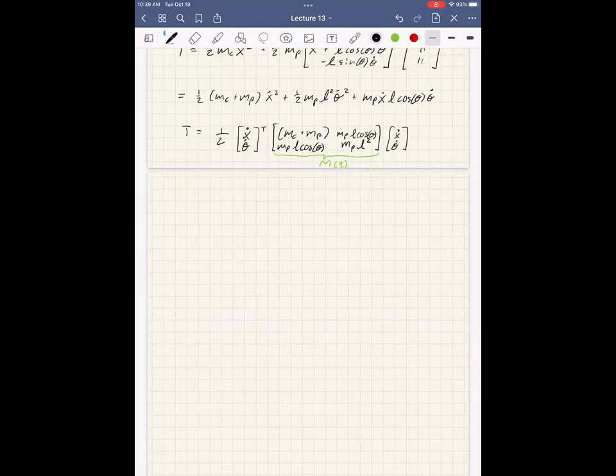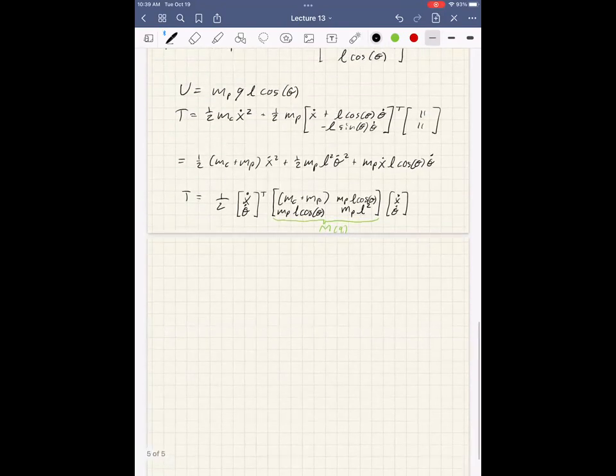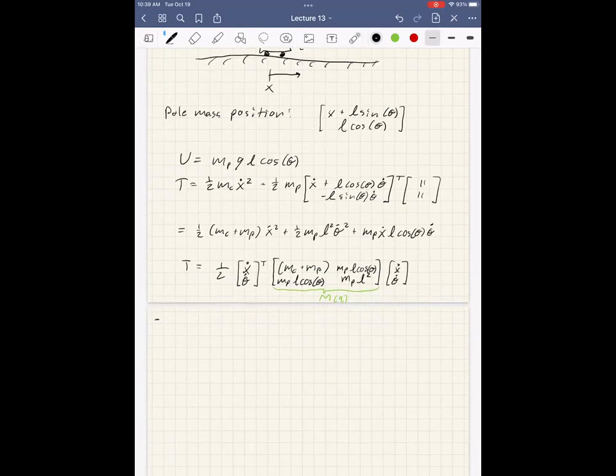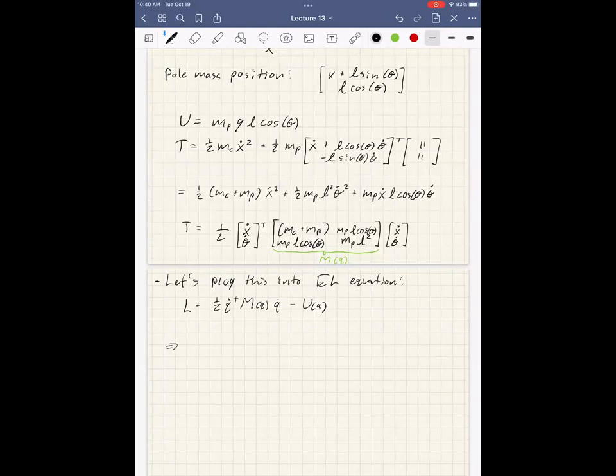Okay, cool. So what are we doing now? That's just to show how the mass matrix works out. Now we're going to plug this in, and we're going to get this guy. We're going to get d/dt of partial L partial q dot. So I'm going to do this one first.